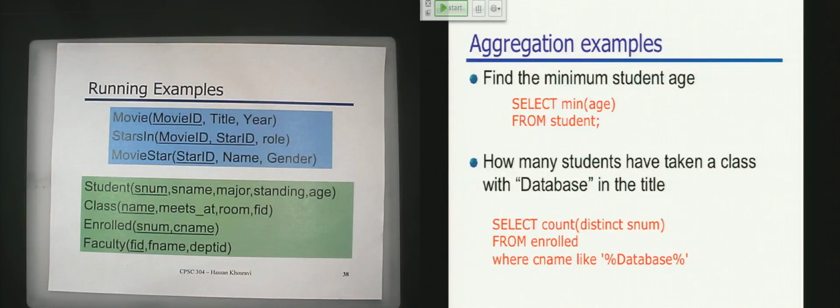Since I could have multiple courses with database in their title, then that student could potentially take multiple courses that have database in the name. So if I want to know how many students have taken a class with database in the name, I need to add that distinct there, or else I will get the wrong value. And then I'm selecting the count of that.